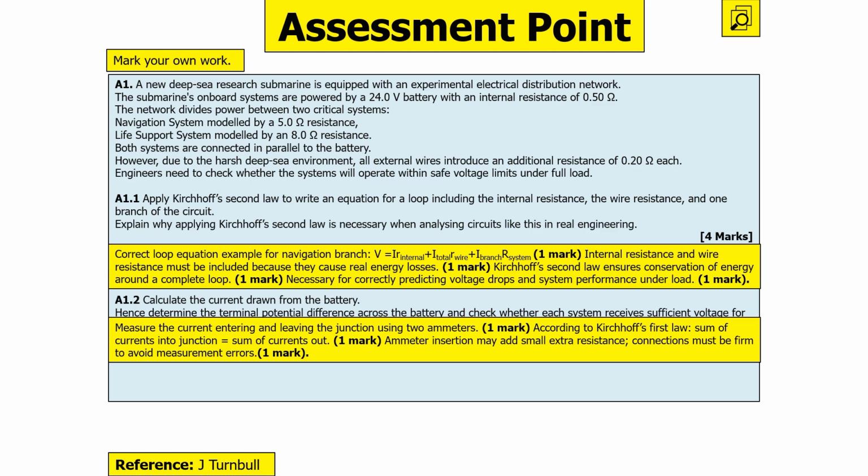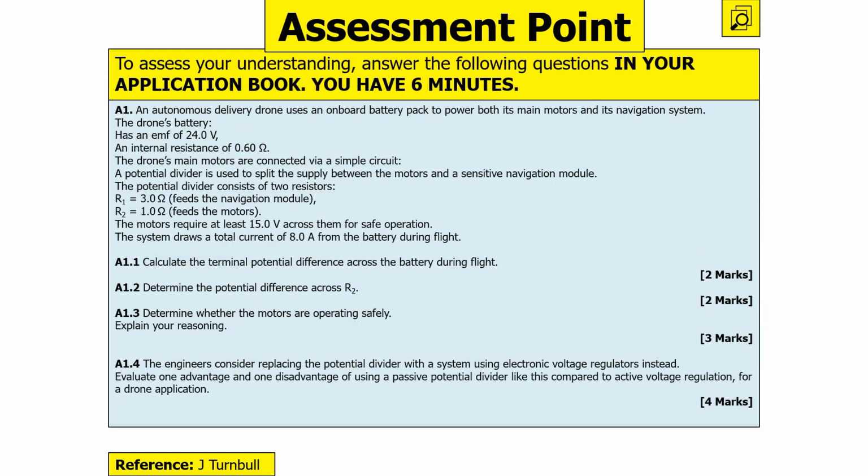The next question says, an autonomous delivery drone uses an onboard battery pack to power both its main motors and its navigation system. The drone's battery has an EMF of 24 volts and an internal resistance of 0.60 ohms. Now the drone's main motors are connected via a simple circuit. A potential divider is used to split the supply between the motors and a sensitive navigation module. The potential divider consists of two resistors, R1 which is 3 ohms and R2 which is 1 ohm. The motors require at least 15 volts across them for safe operation. The system draws a total current of 8 amps from the battery during the flight.